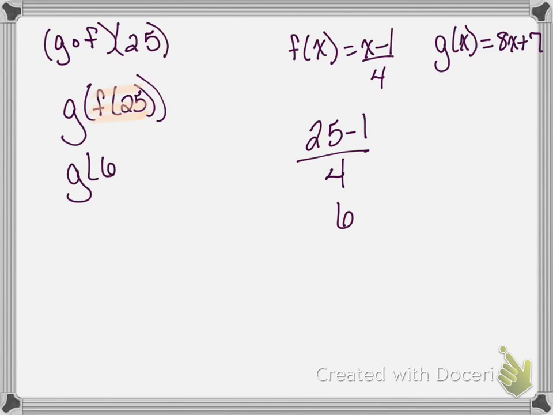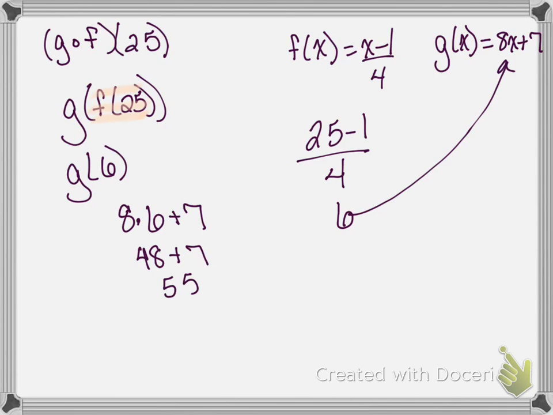So now I'm going to find g of 6. So I take this right here and I plug it in. Okay? So then I've got 8 times 6 plus 7. So 48 plus 7 is 55. And so that is my answer right there. Okay, and this is number 2. Let me write number 2 right there.